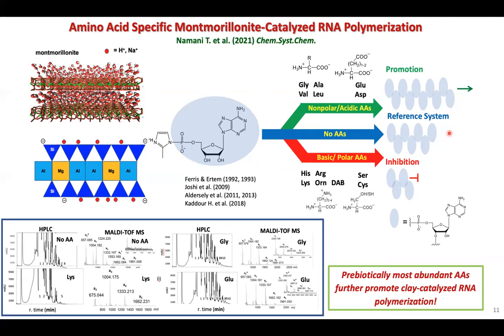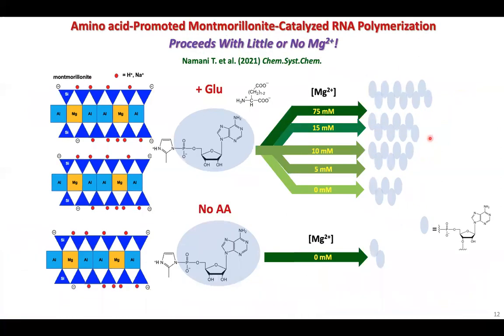All right. So the reference system, the classic system, did not have amino acid, had 75 millimolar of magnesium, and you get about an 8-mer in that system. We're getting an 8-mer with 15 millimolar magnesium only. And this is when you have glutamic acid. Even if you don't have any magnesium, we're still doing better than the plain water system.